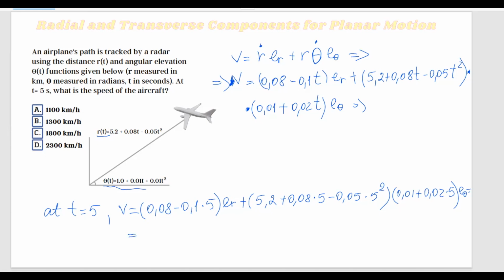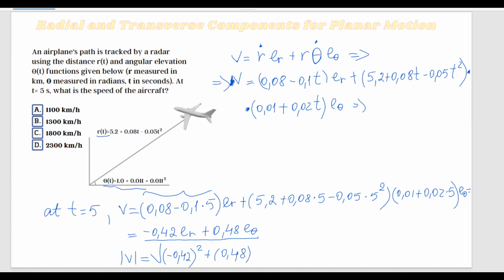Once you do all the calculations, you should get the following vector. This is going to give you minus 0.42 e_r plus 0.48 e_theta. And now this is our velocity vector, and we have to calculate the speed. We're going to take the magnitude of this velocity vector. It's going to be equal to the square root of minus 0.42 squared plus 0.48 squared. And after you do all the math, you should get that the magnitude of the velocity vector is equal to 0.638 kilometers per second.